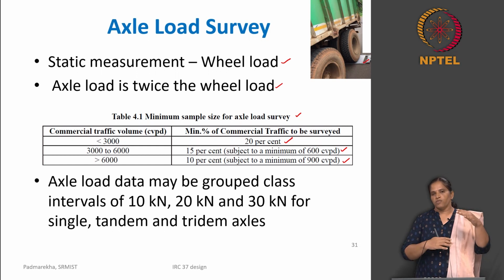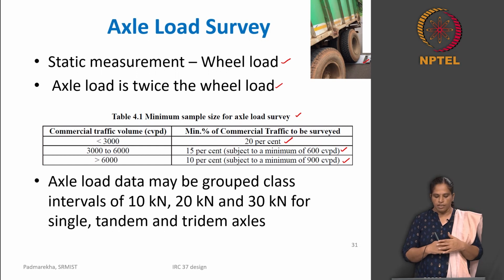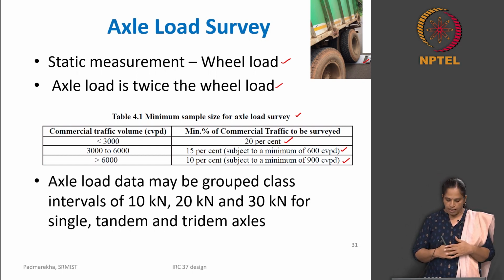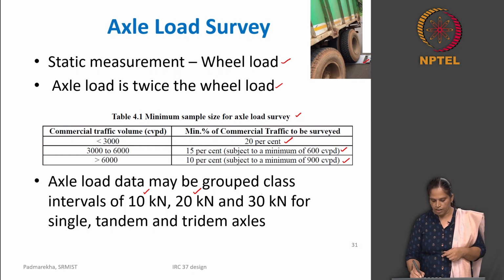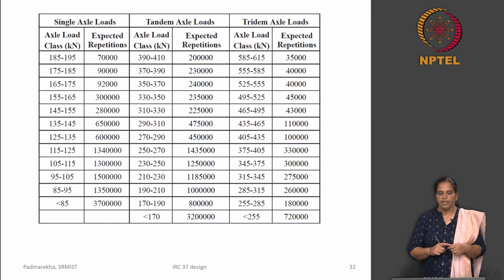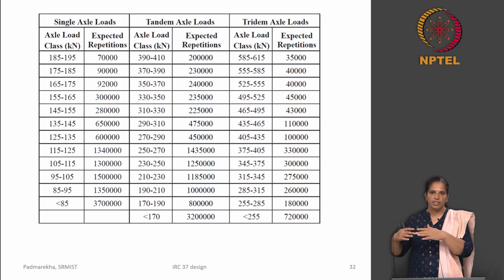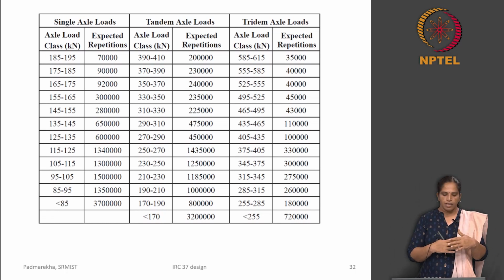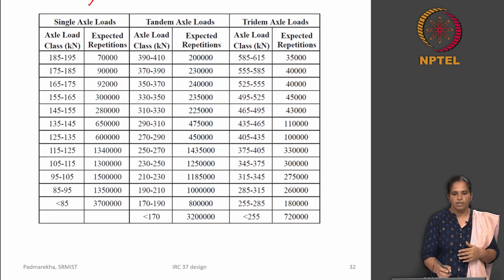When you have a number of axle loads, these axle load data can be grouped at different intervals depending upon the axle configuration. If you have a single axle configuration, you can group at an interval of 10 kilonewton, for tandem axle configuration 20 kilonewton, and for tridem axle configuration 30 kilonewtons. This is a typical example after grouping of data. You can see that single axles from different classes of vehicles are combined and grouped here. You can see the group interval here is 10 kilonewton.